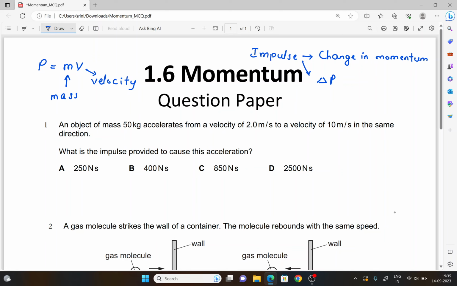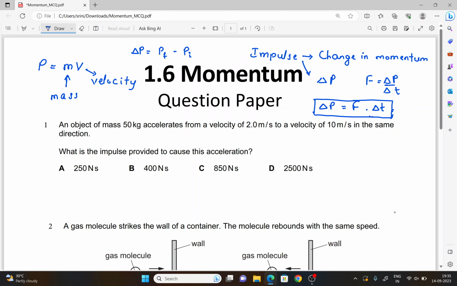We know from the formula, force is rate of change of momentum, delta P by delta T, or we can also write delta P is equal to force into delta T. This is one more formula to find change in momentum, which is impulse. In simpler words, the change in momentum, delta P, is nothing but the final momentum minus initial momentum. So if you take the difference between the final momentum and the initial momentum, you'll get the change in momentum, which is the same as impulse.